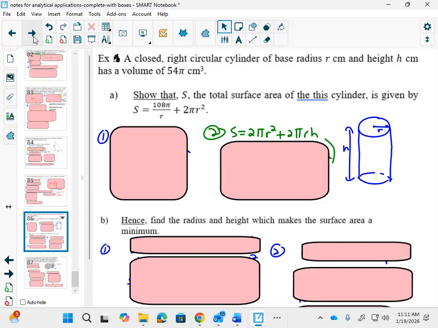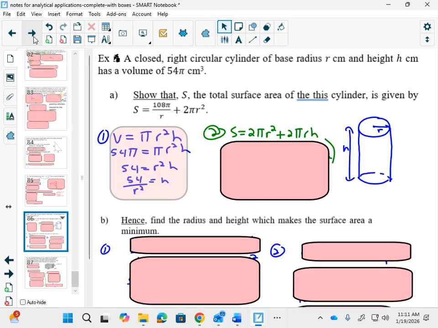And in optimization questions, they'll often give you another piece of information. They gave us the volume, which we have a volume formula for. We could plug in the volume that we know, and then we can either isolate the r or isolate the h. In this case, it's easy to isolate the h.